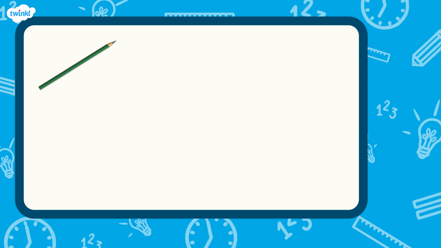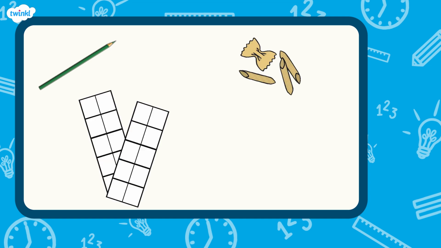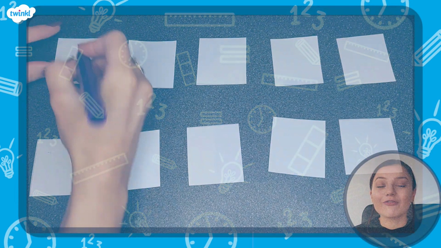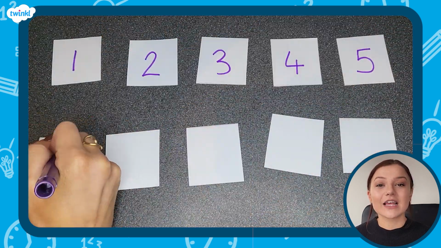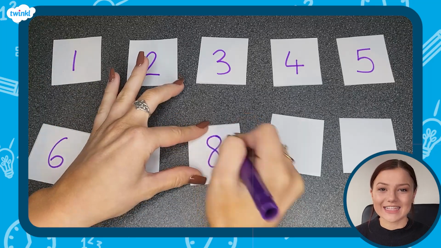To complete the next activity, you will need a pencil and some small objects like building blocks, buttons, or dried pasta, 2 blank 10 frames, and 10 small squares of paper to make digit cards. First, write one number on each piece of squared paper so you have a set of digit cards with numbers 1 to 10 like this.